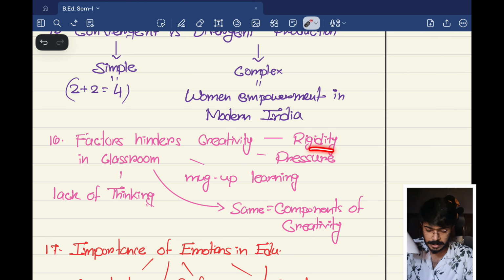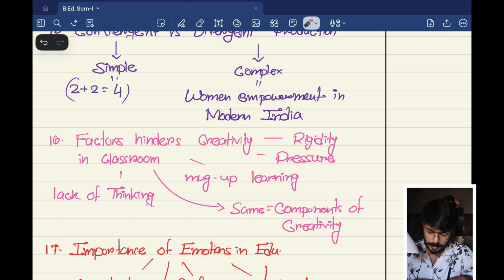So if there is any rigidity, pressure, or mug-up learning methods, like you are only provided the mnemonics, not being provided the proper explanations, then ultimately the students will lack the process of learning. And when they won't learn, how will they learn to think? This is a very simple thing. And lack of thinking is the main problem. Like when I don't have any knowledge, how will I start thinking, right?